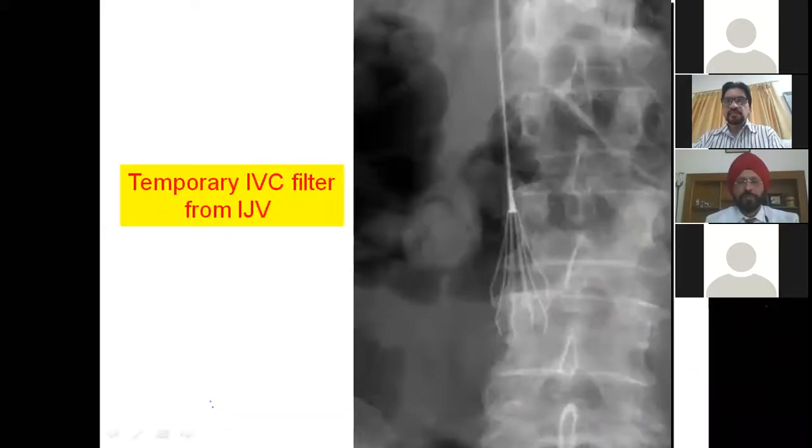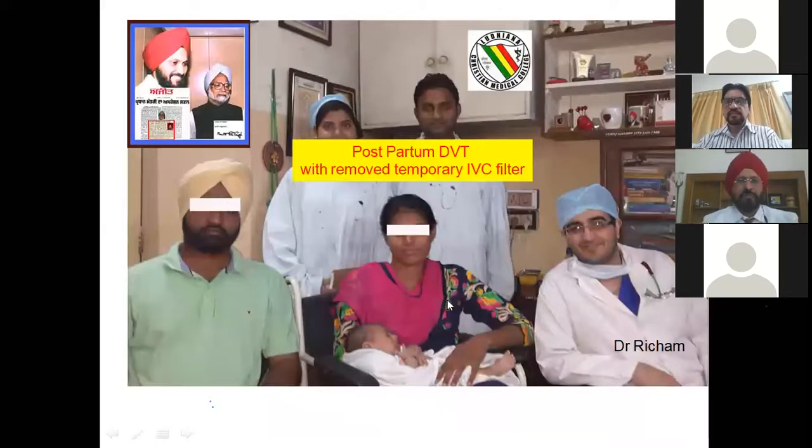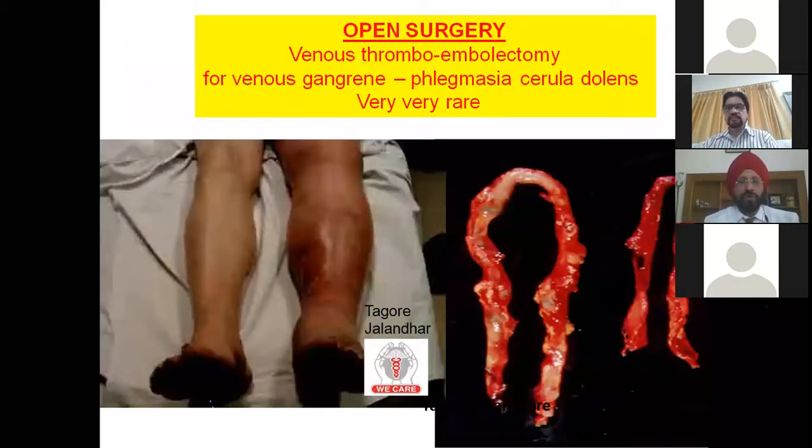You can see from the neck side we have gone. The filter is there. And then 6 weeks later, we removed the filter. And there her kiddo is going up fast. And that's again one of my registrars who's now a very young dynamic onco surgeon in Mumbai, Dr. Richam.